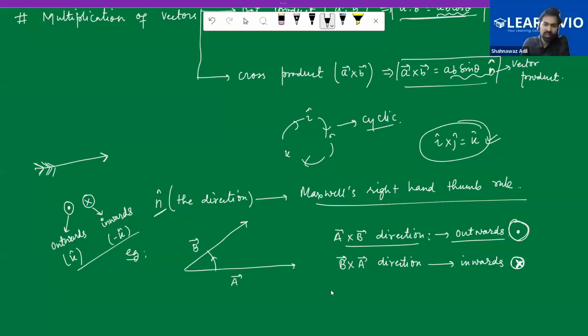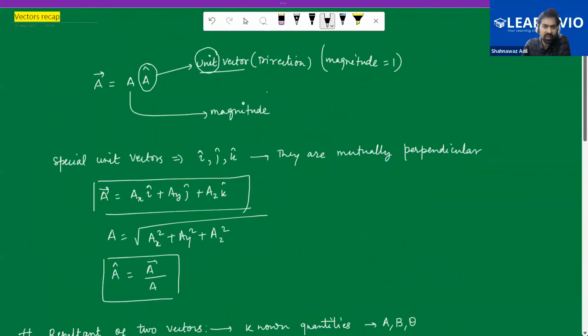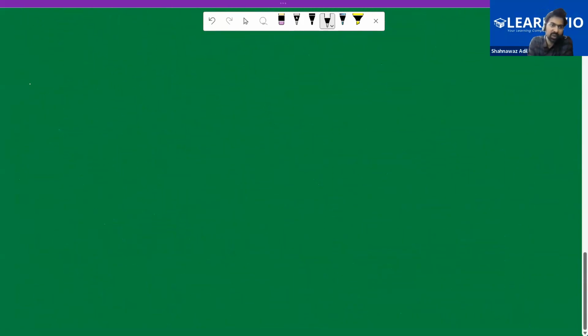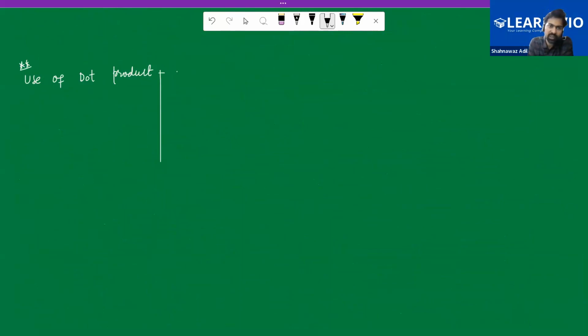Okay, sir. Okay, so these are the things that we have learned in the vector portion. And there was this thing also which uses the idea of dot product. So where do we use this dot product? This is very important. The use of dot product is, one, to find out the angle between vectors. The second point is we use this to find out the projection of vectors.